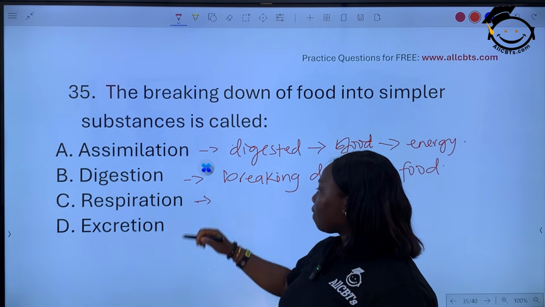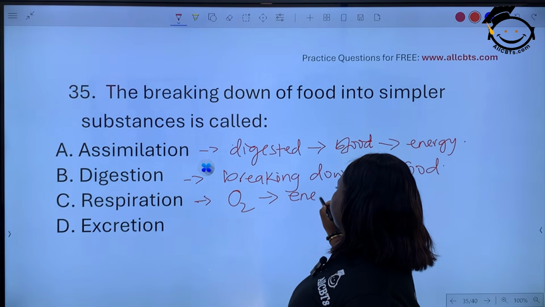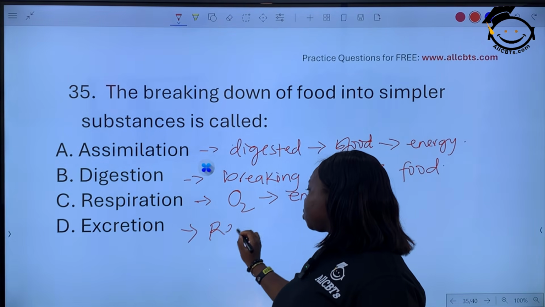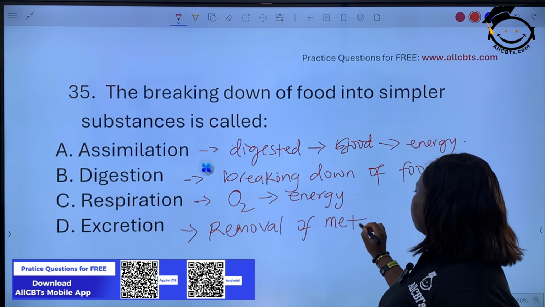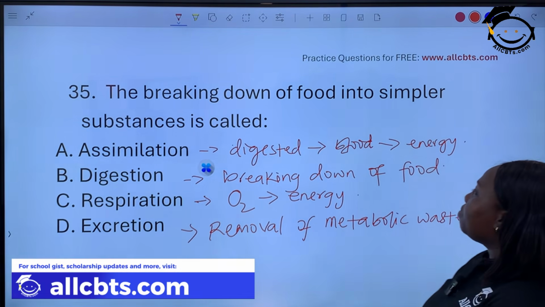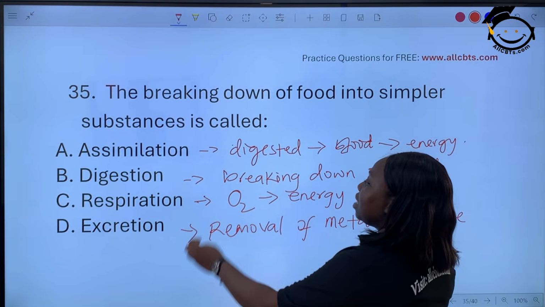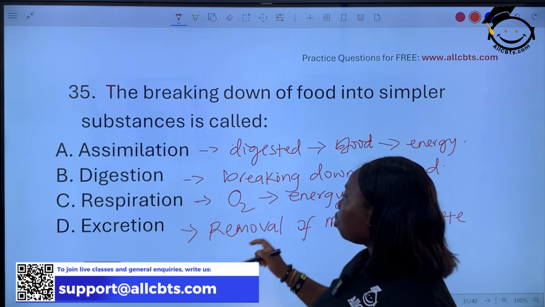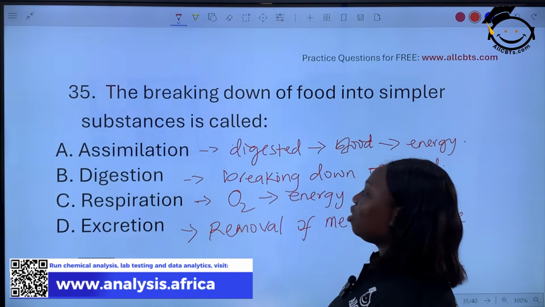What is respiration? It is the use of oxygen to produce energy. What is excretion? That is the removal of metabolic wastes. So now assimilation is when the energy is gotten from digested food. Digestion is the breaking down of food. Respiration is when we use oxygen to produce energy in the cells. Now we have seen that excretion is the removal of metabolic waste.